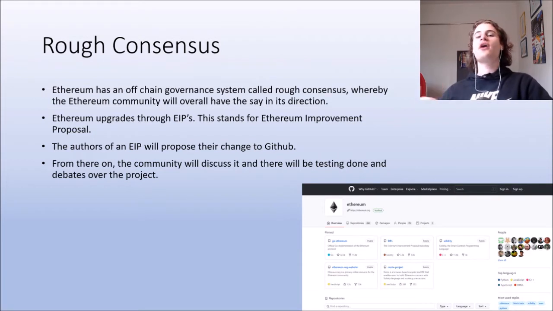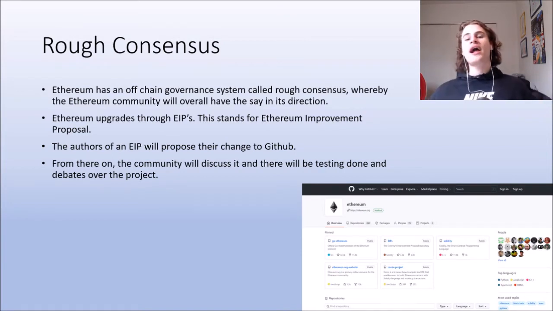Now, the way that rough consensus works is anybody is allowed to propose an improvement to the Ethereum ecosystem. So anybody all around the world is able to write up a draft improvement for Ethereum, and they are able to submit this to GitHub. Essentially, these are called EIPs. Now, EIP stands for Ethereum Improvement Proposal.